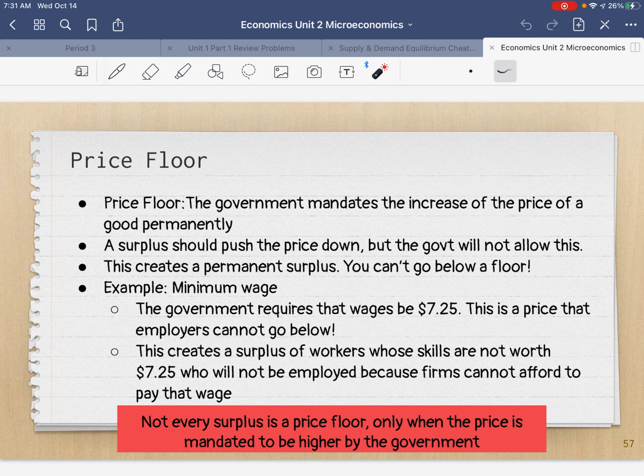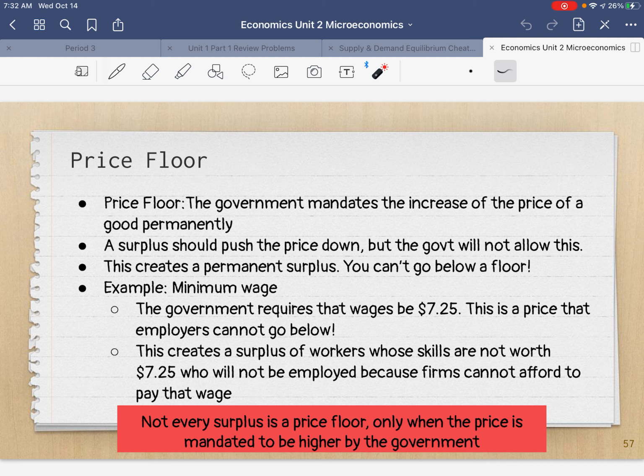So that's surplus. There's a type of government surplus called a price floor. Okay, so this is a price floor. Here's another definition we need to know. A price floor is when the government mandates the increase of a price of a good permanently. So now the government is saying, this is the floor, you can't go beneath it. Here's the price of the good, you cannot go beneath this, okay?